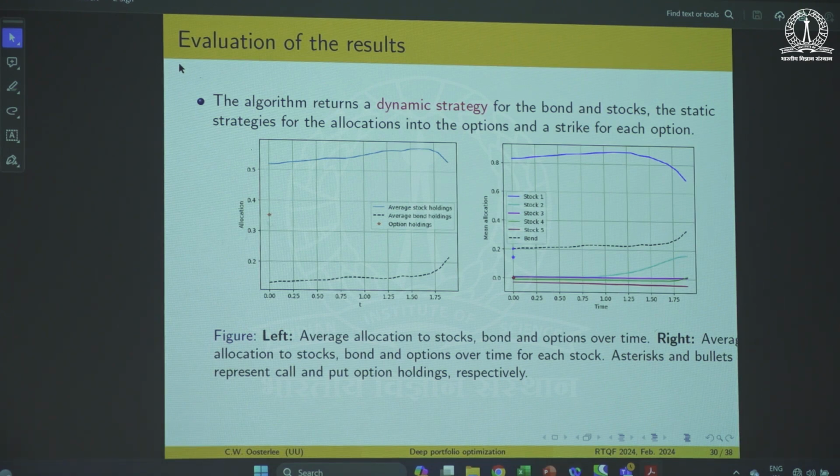And if we zoom out and we look at the individual stocks, the first one had the highest return, and indeed the first one out of the stocks is allocated the most by the neural network, and the bond is here. And also the options of the first one, they are allocated the most.